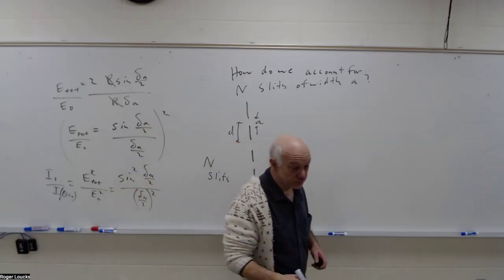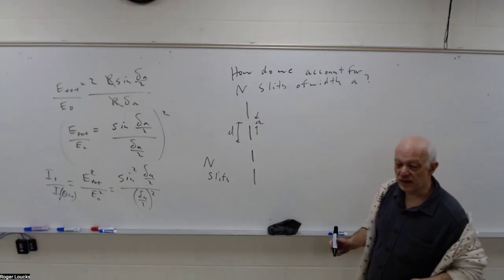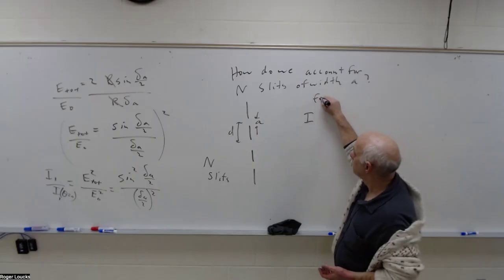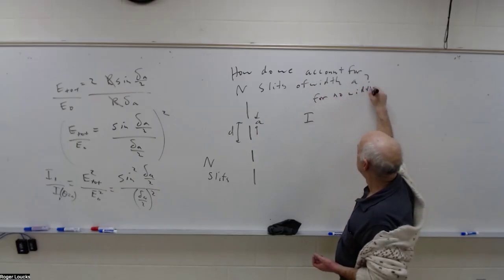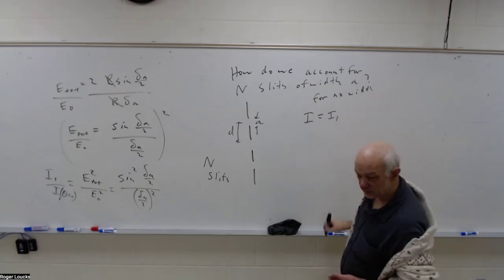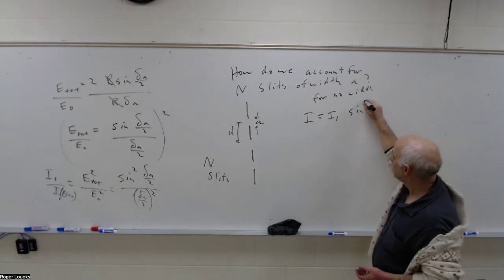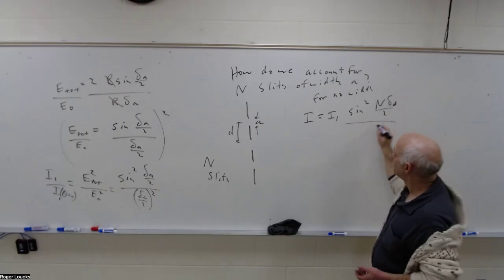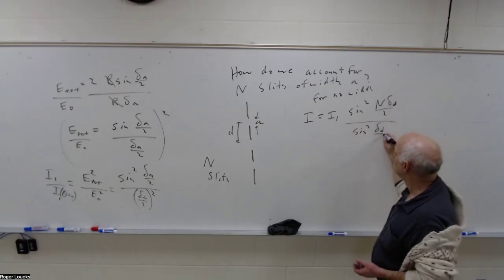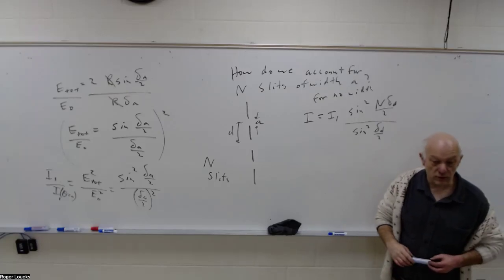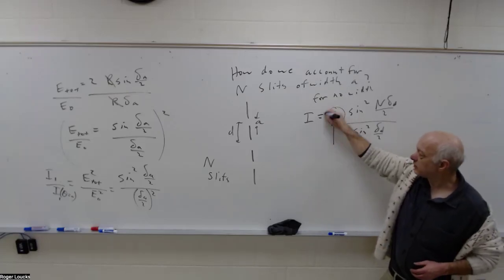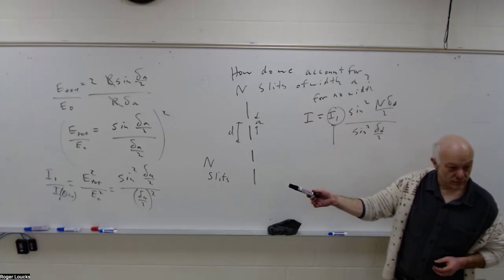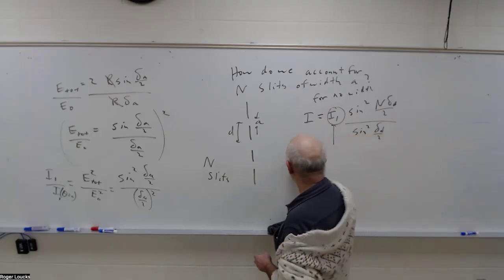Give me a hint, we're done. They didn't have width, what do we have? I equals I1, the intensity of one slit, times the sine squared of n delta D over 2, over sine squared delta D over 2. That's when we're not worrying about the width. But do we know anything about this guy? Yeah, that's our buddy there. It hops on up in here and Shazam, we're done.